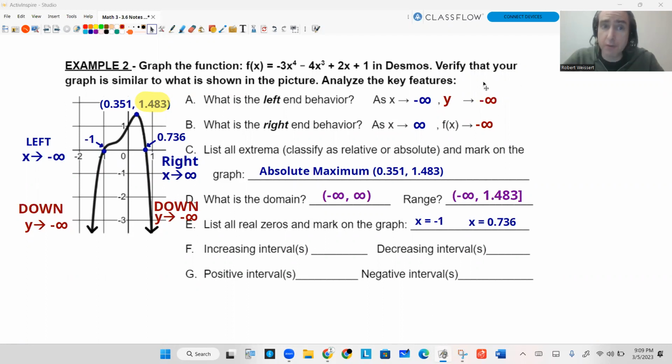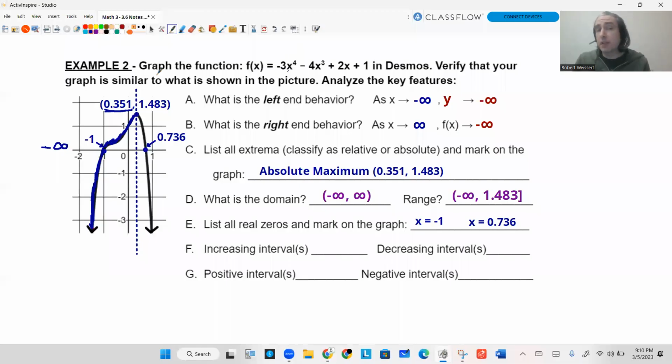Let's get all the increasing, decreasing, and positive and negative intervals. I'm going to clear some things off so we have a little bit more room to mark. It's increasing at the beginning. So from negative infinity until the x value of 0.351, it's going down to up. So that's going to be an increasing interval.